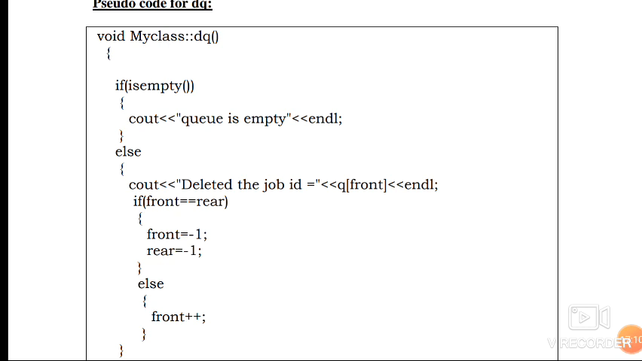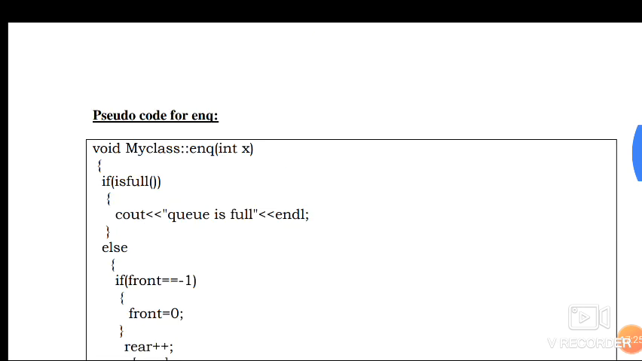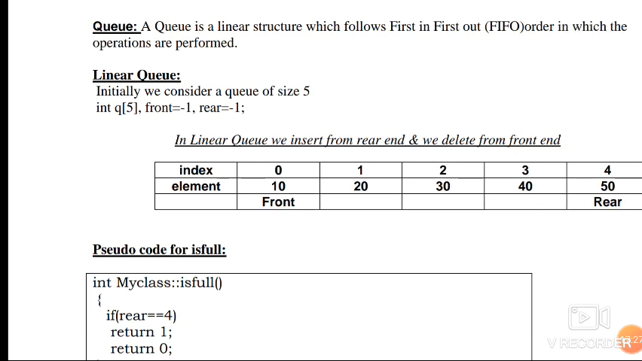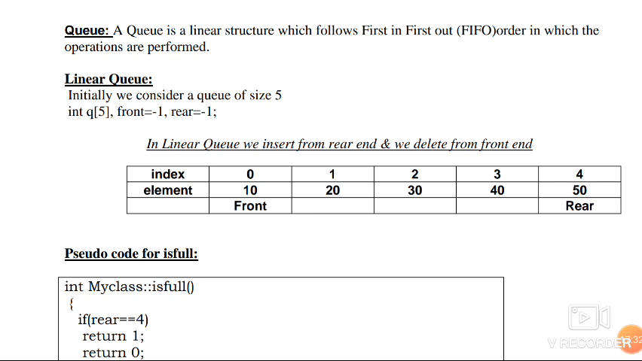Again if we try to dequeue, again the queue is not empty, again the else part gets executed, and we get deleted job id as 30. In this way, if we remove all the 5 elements, 10, 20, 30, 40, 50, when we remove 50, at that time front and rear both point to 4th index, both point to 4th index.